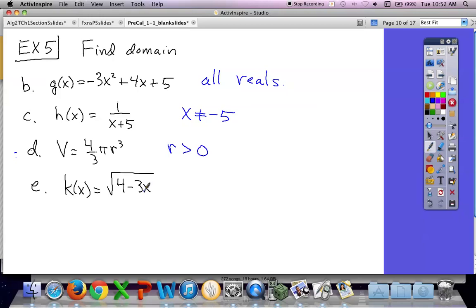Okay, well, first you have to set it up. We know we don't want to take the square root of a negative, so we set it up. Let's let this expression be greater than or equal to 0. If we solve for the x values that make that true, we will have our domain. So 4 is greater than or equal to 3x. 4/3 is greater than or equal to x.